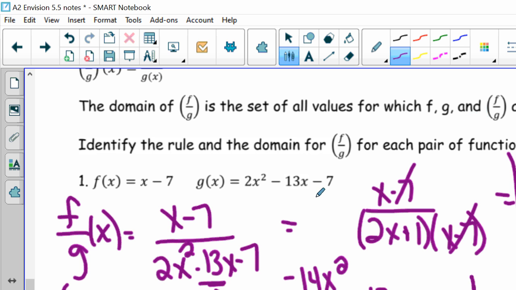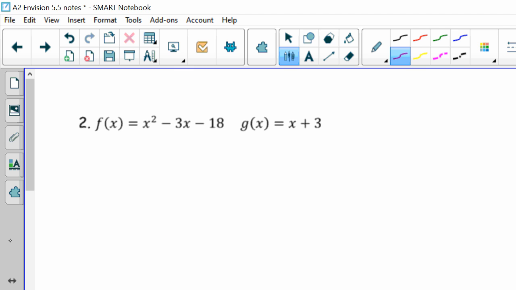But now I need my domain. Recall back when we were doing rational expressions and we would factor tops and bottoms and then find the domain. Remember, we always found the domain from the original denominator. So for my domain, I had to go back before I canceled anything out and say both of these cannot equal 0. So here I get x cannot equal negative 1/2, and here I get x cannot equal 7. So this is my domain. Let's do a few more of those to practice dividing and finding our domain.